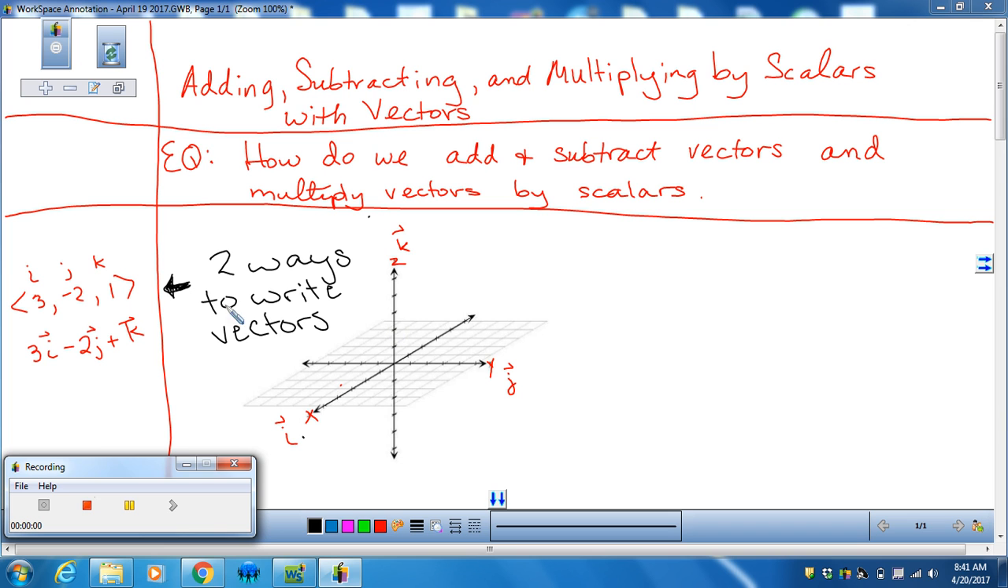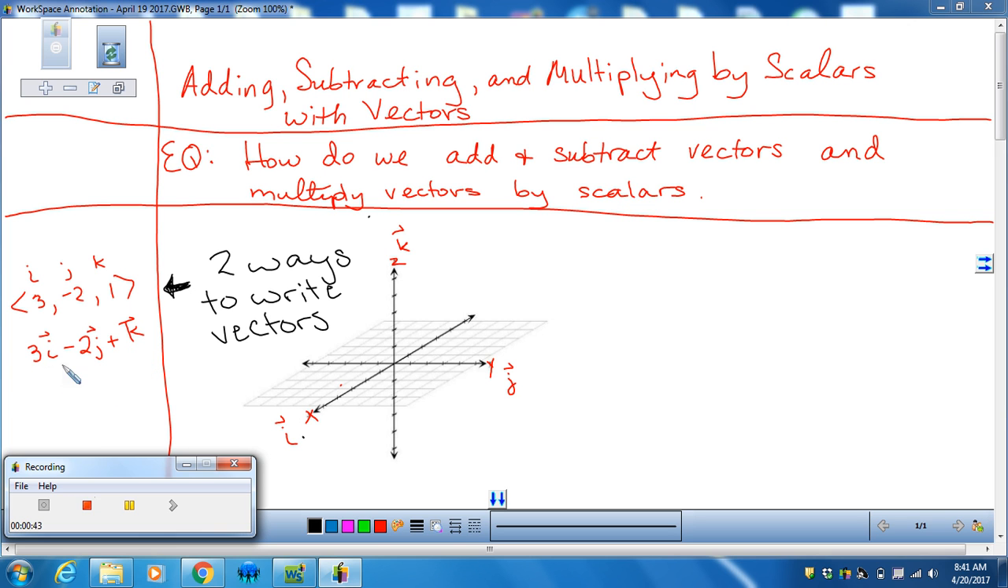We have two different ways to write vectors, and these two vectors here are the same vector. So the first one looks like a point, except it has these arrow-like brackets instead of the smooth parentheses. So 3 tells us how far we're going in the x direction, -2 tells us how far we're going in the y direction, and 1 tells us how far we're going in the z direction. These vectors i, j, and k are another way of saying how far we're going in the x direction, how far we're going in the y direction, and how far we're going in the z direction.